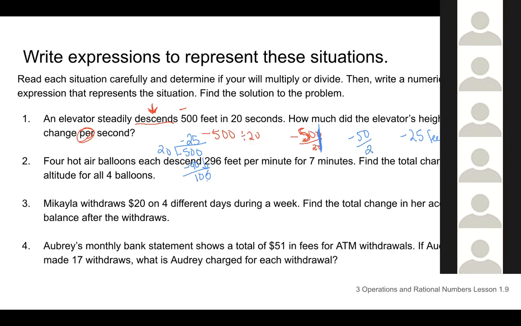So that elevator's height is changing by 25 feet per second. And it's descending, so that's how we know it's a negative number.